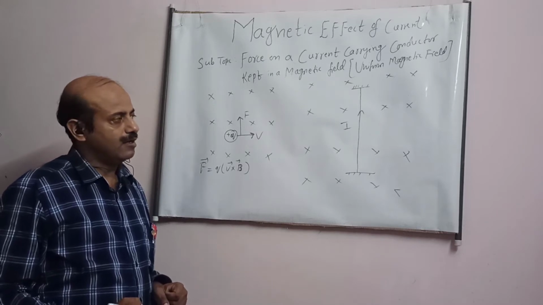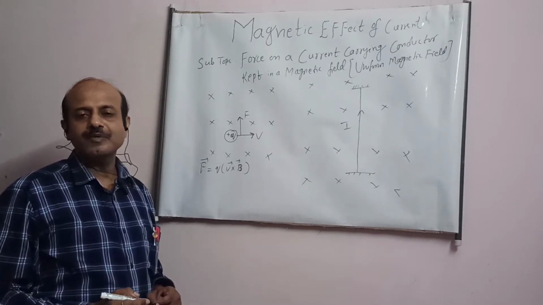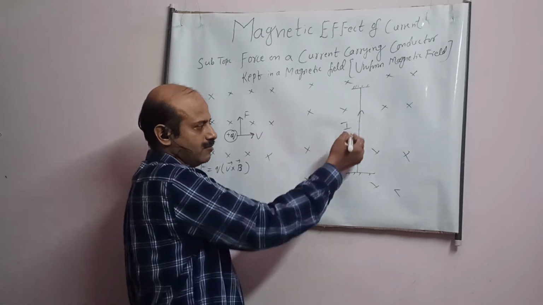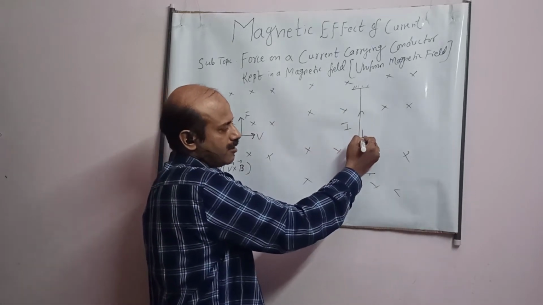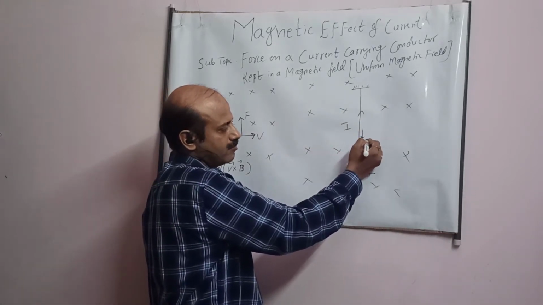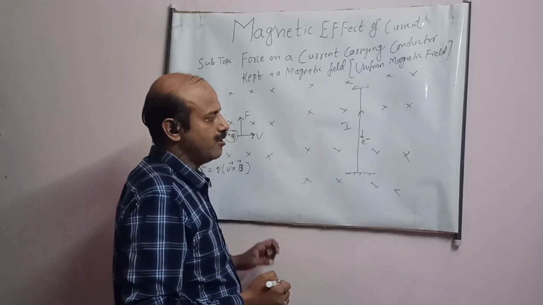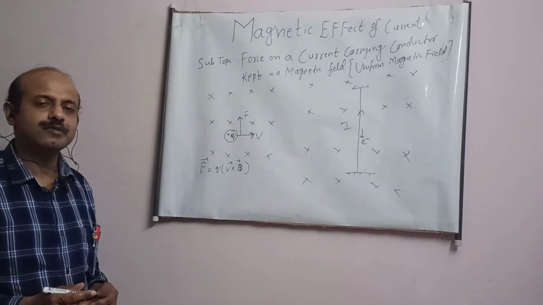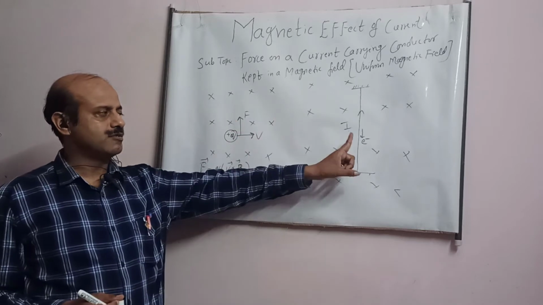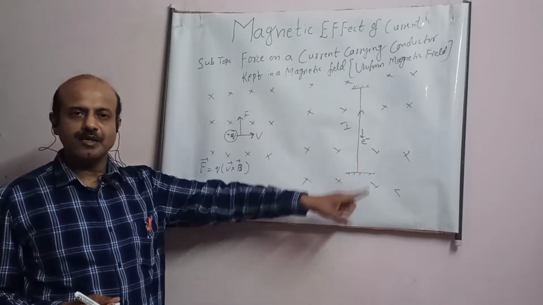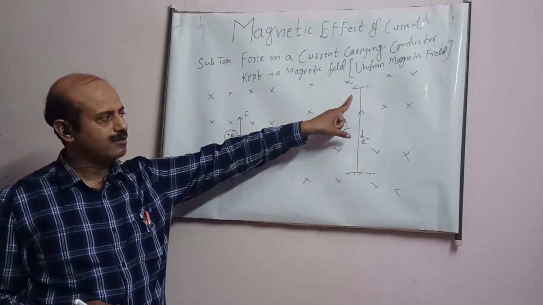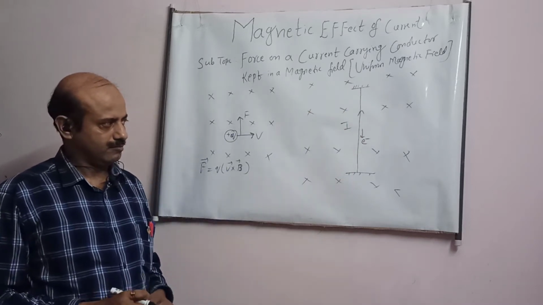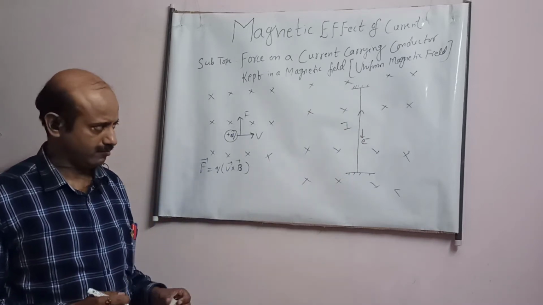Now, student, you already know that a current carrying conductor means actually the electrons are moving. Current is this way, so the electron is moving downside. As you know, an electron is a charged particle. This means the magnetic field will exert force on this electron also. Hence, there will be a force on this current carrying wire. Now, how to find out this force?